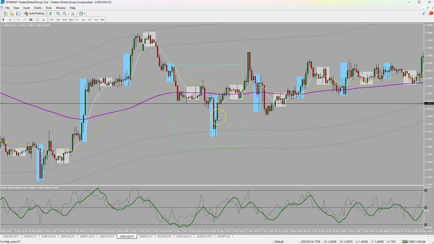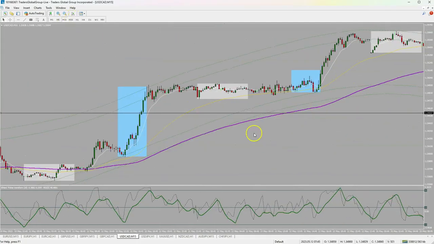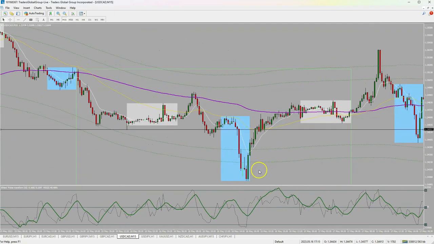The reassurance template, I'm not even going to go there, because that's not what I'm trying to show you. What I'm trying to show you is the last rule. Enter the trade when M15 grabs the 50 EMA, except when M15 is coming out of the band. So if I go down to the 15-minute time frame, we were on May 16th. Notice M15 is coming from where? Down in the bands. It surpassed the bands, and then it came up, and this is where you technically would have entered a sell, and you would have lost because that rule was not met.